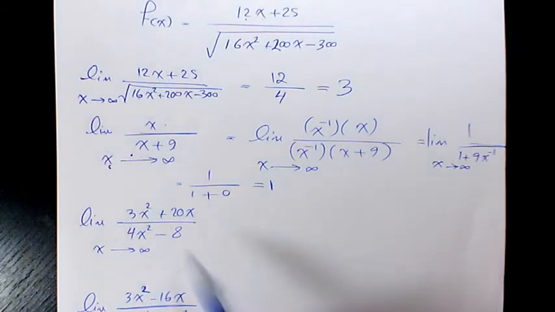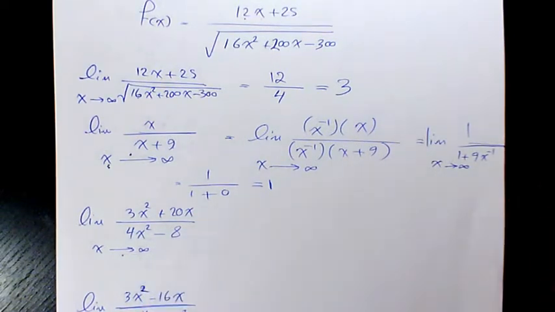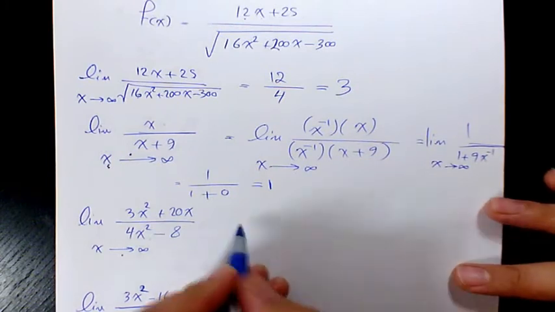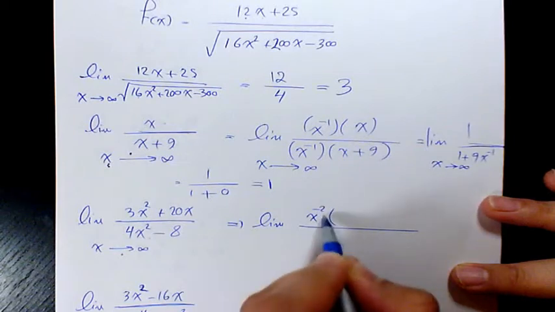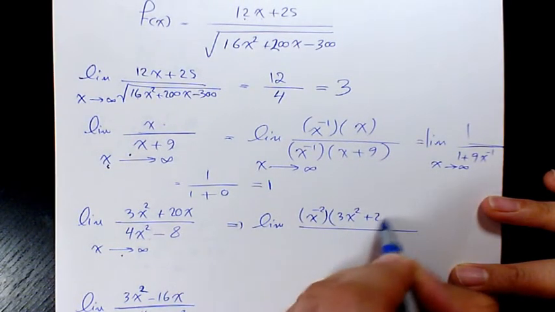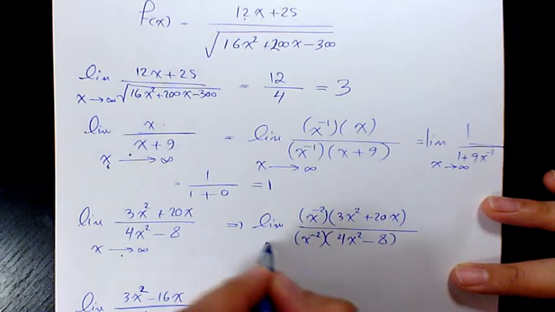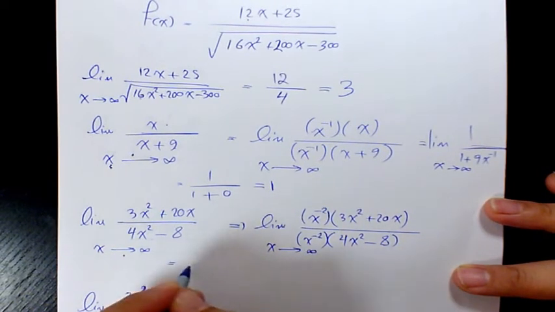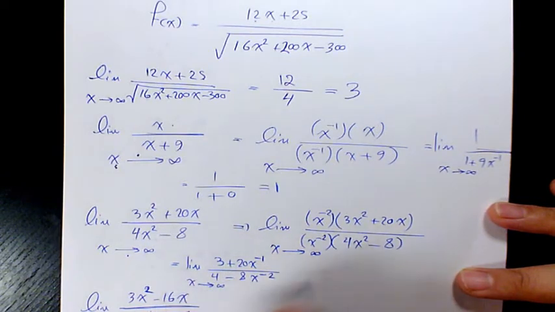Since the order of the numerator and denominator are the same, the coefficient here is 3 and here is 4. When x is approaching infinity, the answer is going to be 3 over 4. However, if you want, you can multiply that by x to the power of negative 2. 3x squared plus 20x over 4x squared minus x, times x to the power of negative 2, when x is approaching infinity. That's going to be the limit of 3 plus 20x to the power of negative 1 over 4 minus x to the power of negative 2 when x is approaching infinity. These two are going to be 0, so we have only 3 over 4.